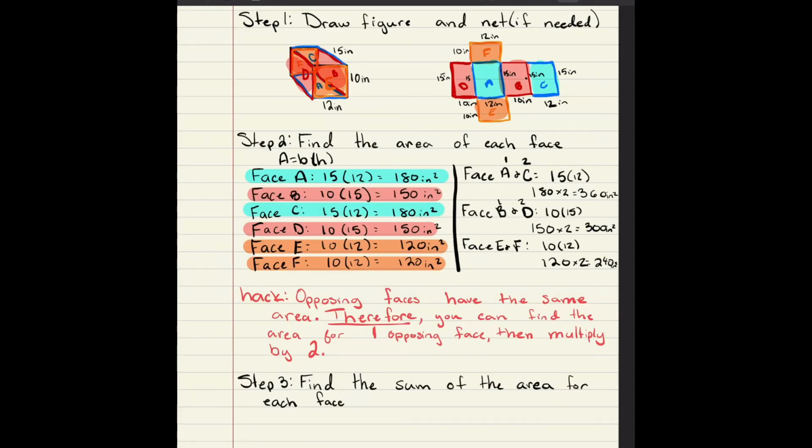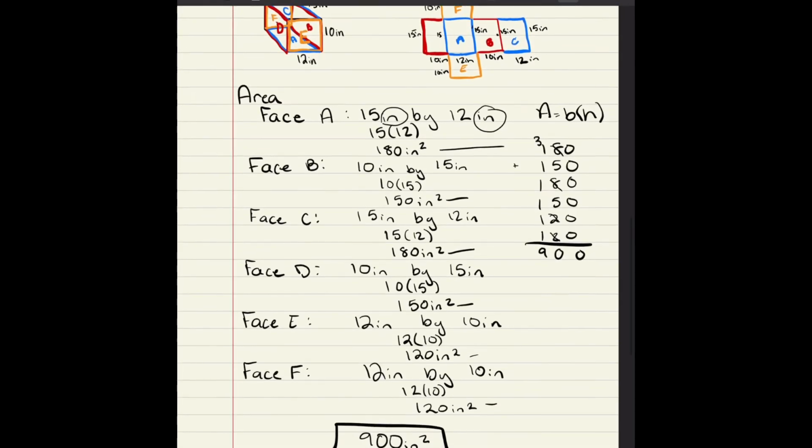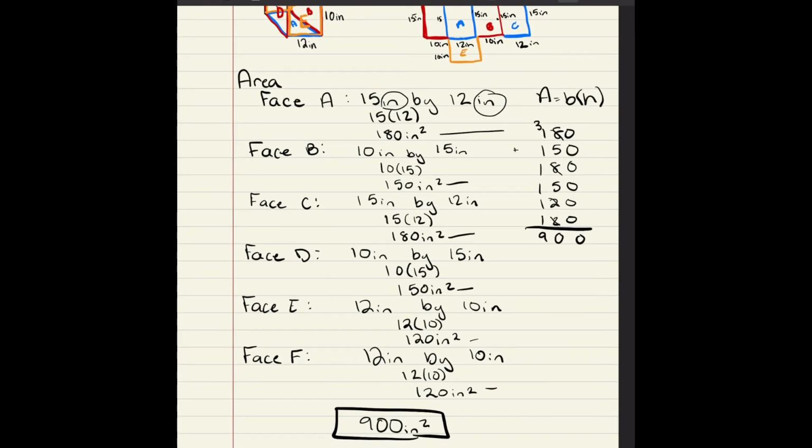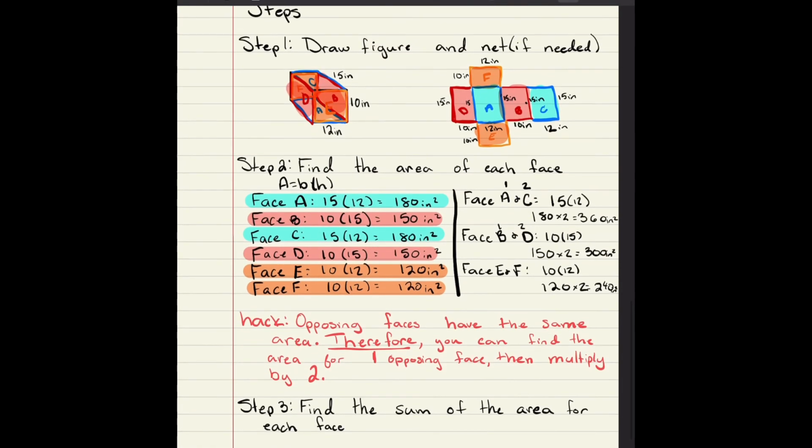All right, so our hack is opposing faces have the same area. Therefore, you can find the area for one opposing face, then multiply by 2. This will make it go a lot faster. Look how much easier. If I had done that up here, I would have saved a lot of room because this wouldn't be here, and this wouldn't be here, and this wouldn't be here. They would be together with E, B, and A. So that's our hack.